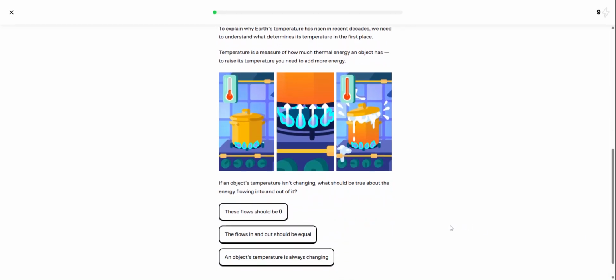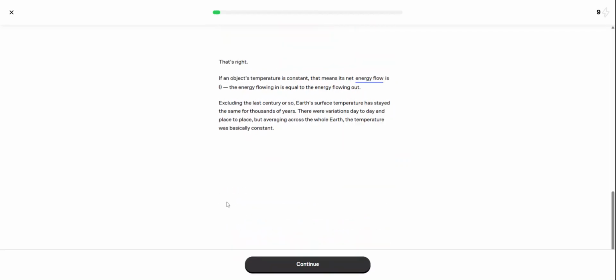Here, if I scroll down, to explain why Earth's temperature has risen in recent decades, we need to understand what determines its temperature in the first place. Now, if an object's temperature isn't changing, what should be true about the energy flowing into and out of it? Assuming temperature is constant, only one of them is true. Of course, flows in and out should be equal, this option. Let's click on it. That's right.